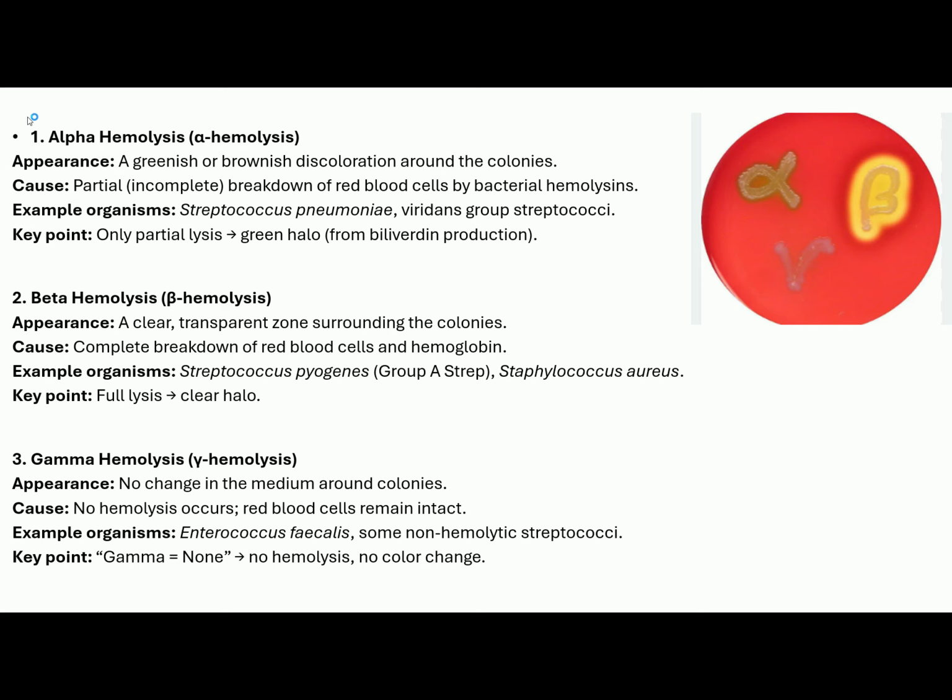Let's start with alpha hemolysis. Now, alpha hemolysis, class, is also known as your partial hemolysis. Now, it would produce a greenish or brownish discoloration around the colonies. It is partial or incomplete breakdown of RBC caused by bacterial hemolysin. The most common examples of bacteria under this are your Streptococcus pneumoniae and your viridans group Streptococci.